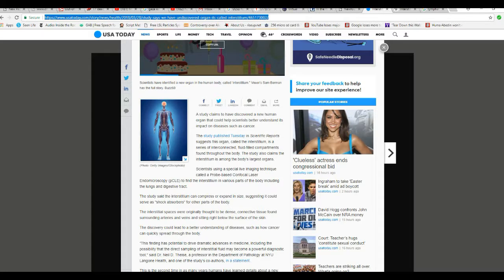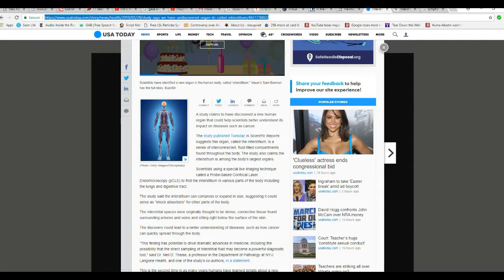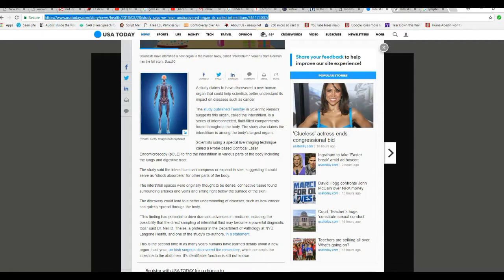That's BS. That is bullshit. I'm going to tell you in a minute what interstitium actually is. Scientists using a special live imaging technique called a probe-based confocal laser endomicroscopy, good God, to find the interstitium in various parts of bodies, including the lungs and digestive tract.